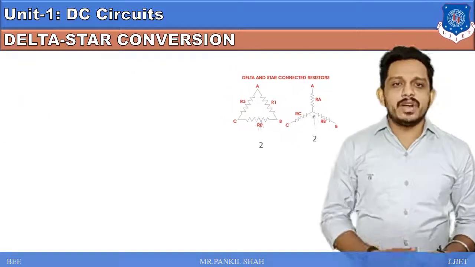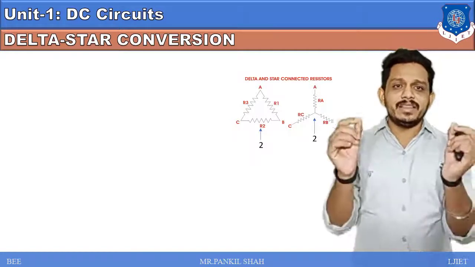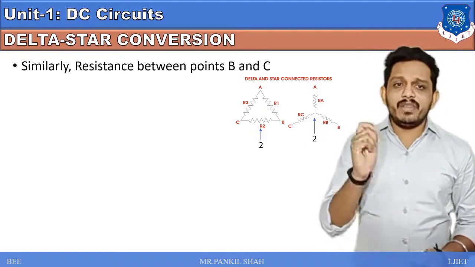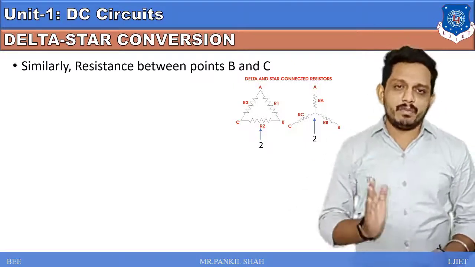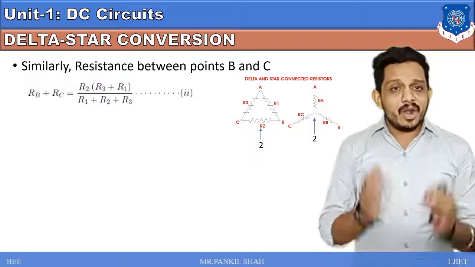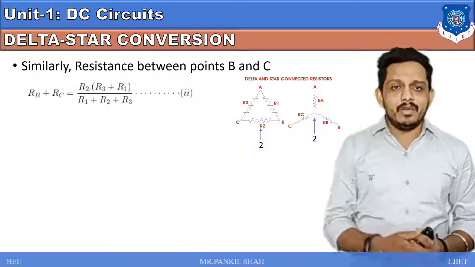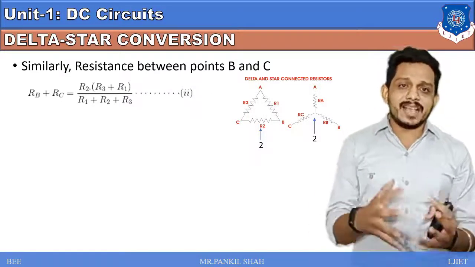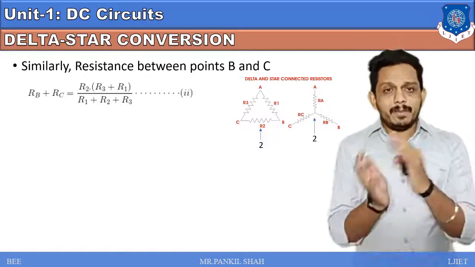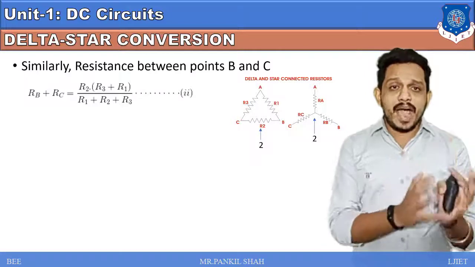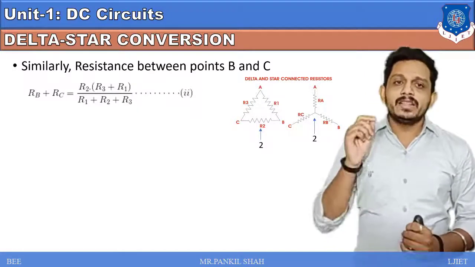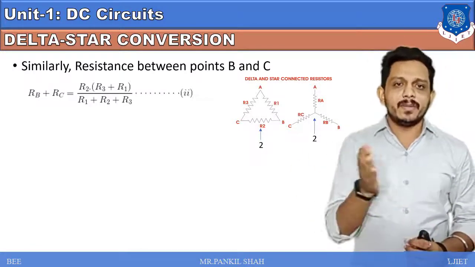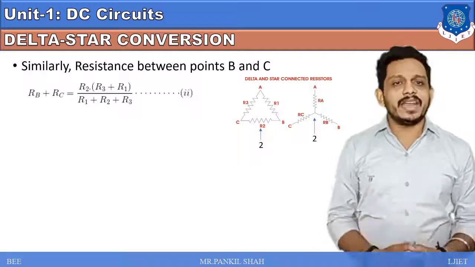Now let's move towards the second terminal. From the second terminal there are B and C nodes, meaning BC branches. If we look from this B and C terminal, from the second view, we can see that the resistance R2 is in parallel with the series combination of R1 and R3. So in case of star, Rb plus Rc is equal to R2 in bracket R1 plus R3, divided by R1 plus R2 plus R3. So this is equation number 2, for the second terminal.